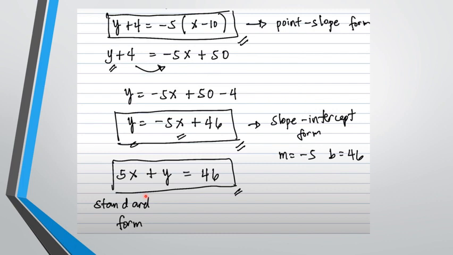What if we convert or rewrite the slope-intercept form to standard form? Okay, class, in the standard form, x and y are on the left side of the equation. We move the -5x to the left side, so 5x plus y equals 46. That will be our standard form. Did you understand, class, the three forms? Our first equation is the point-slope form, then the slope-intercept form, and last is the standard form.